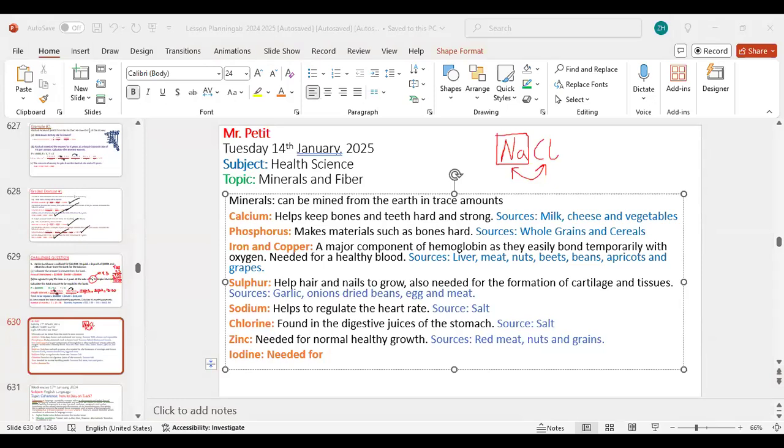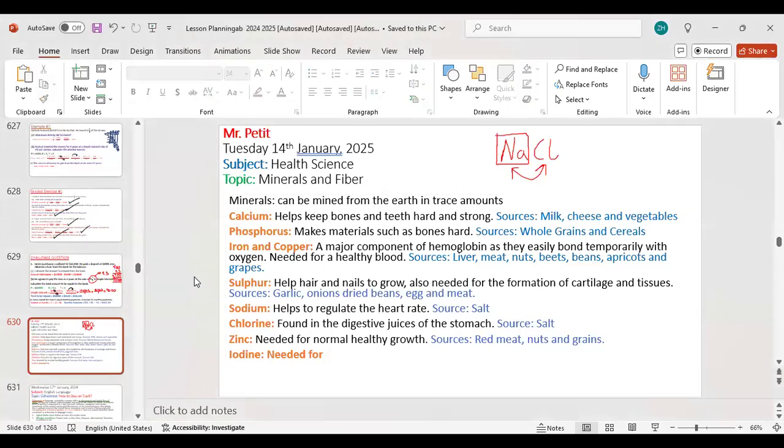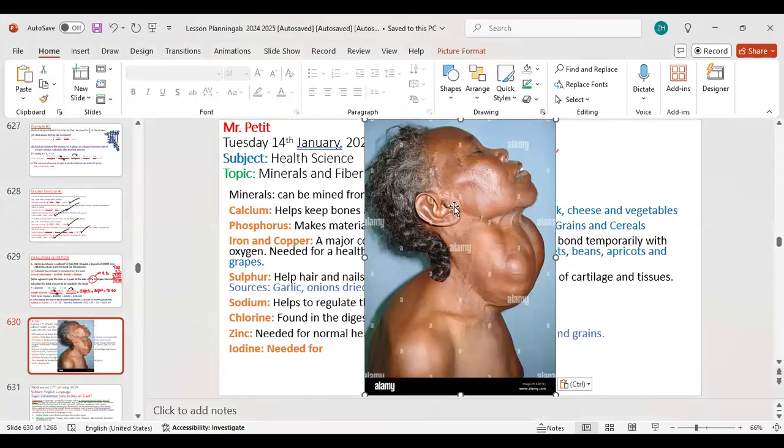So when we talk about deficiency diseases, I don't know if y'all remember this one. What is this called? Goiter. So what is enlarged here? The thyroid. The thyroid gland is enlarged. This is excessive. This is really bad.